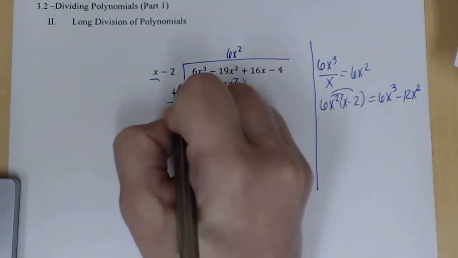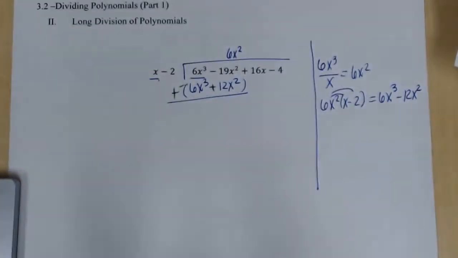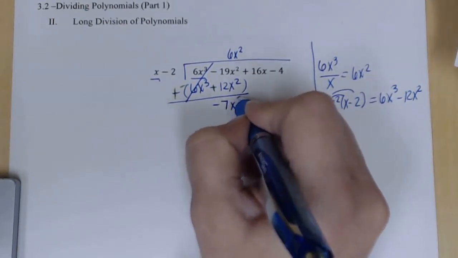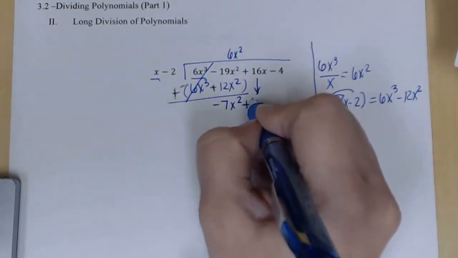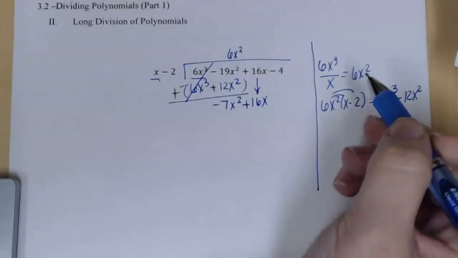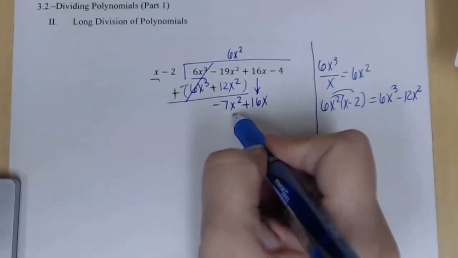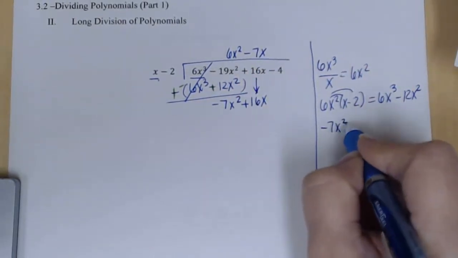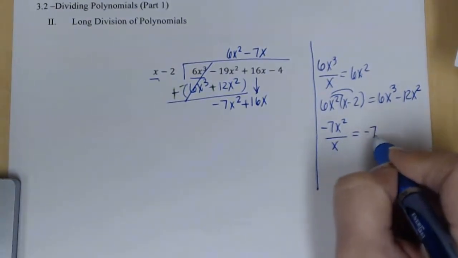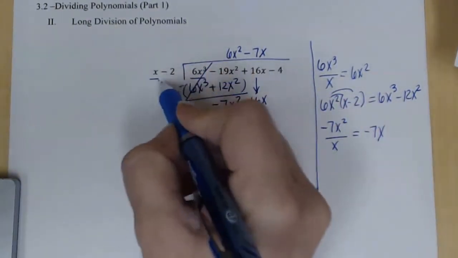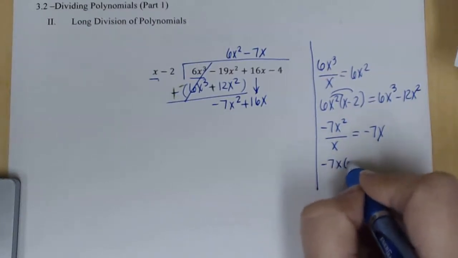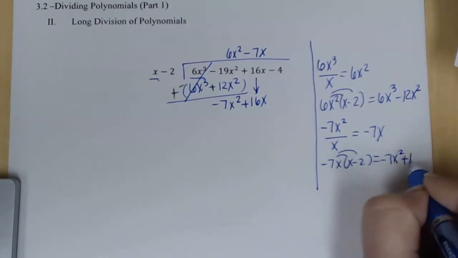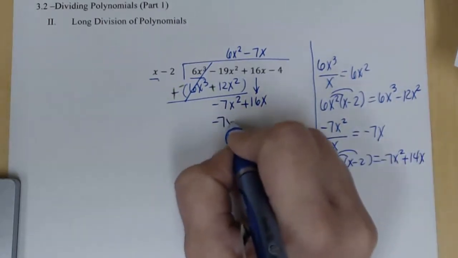So I change all the signs. So 6 and -6 cancel. -19 and +12 give me -7x squared. Then bring down the next term. And then compare again. X times what would give you negative 7x squared, and that would be a negative 7x. But again, you could do scratch work. Negative 7x squared divided by x gives you negative 7x. Then you're going to multiply. So again, if you need to do scratch work, negative 7x times x minus 2. Distribute. You get negative 7x squared plus 14x. And you place that underneath here.